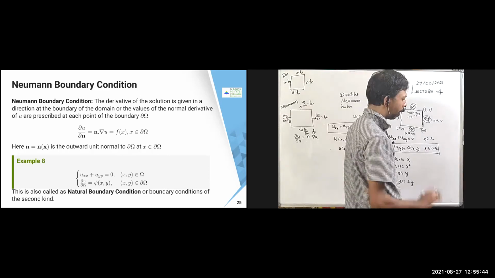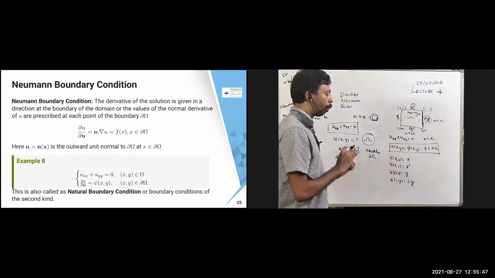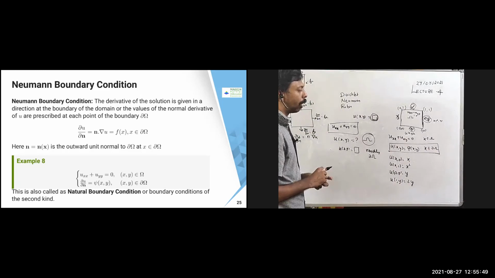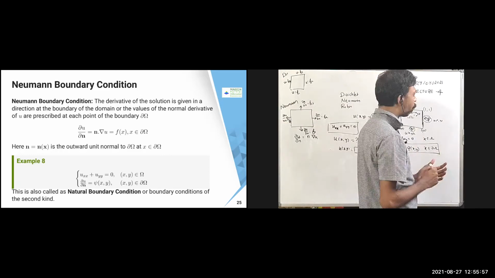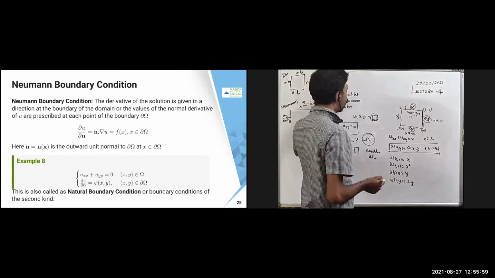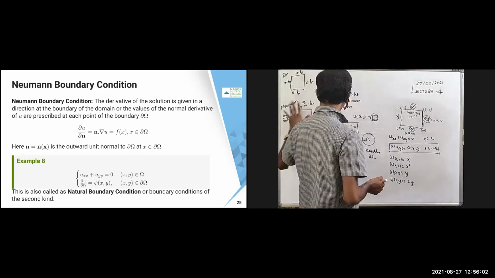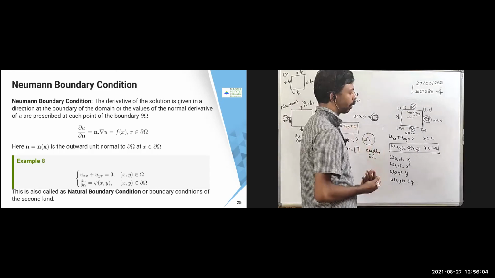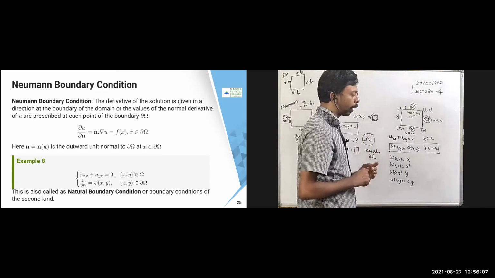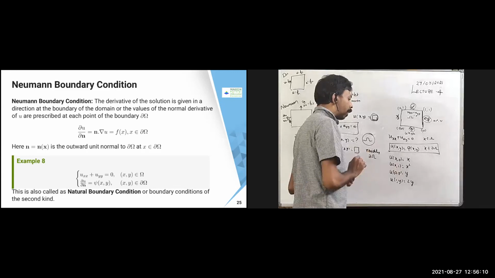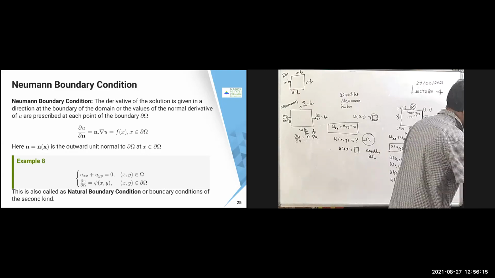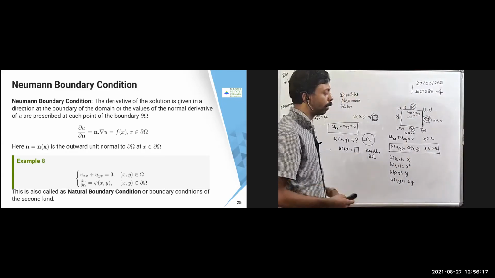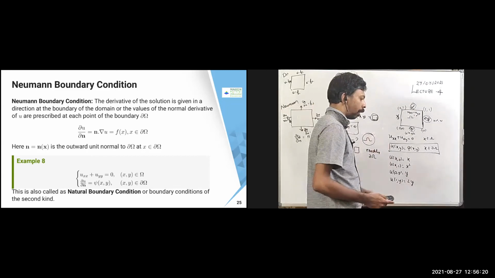In the normal direction, I'm giving the boundary of the domain with respect to the normal derivative. That is the reason this is called Neumann boundary condition. The Dirichlet boundary condition is called boundary conditions of the first kind. The Neumann boundary condition is called boundary conditions of the second kind, and this is also called natural boundary condition as per the finite element literature, because once you do the finite element discretization, it will come automatically, naturally, as a boundary condition. It will be satisfied in the finite element method.